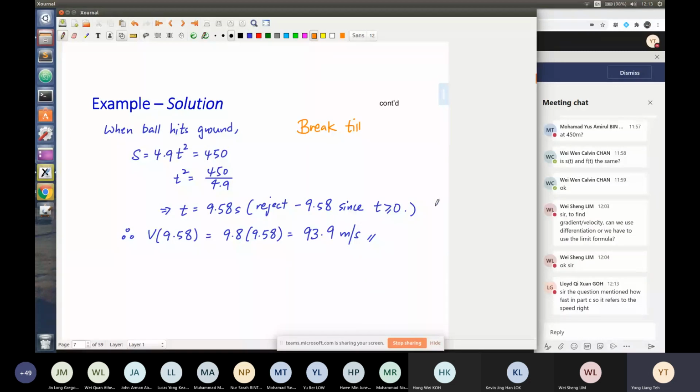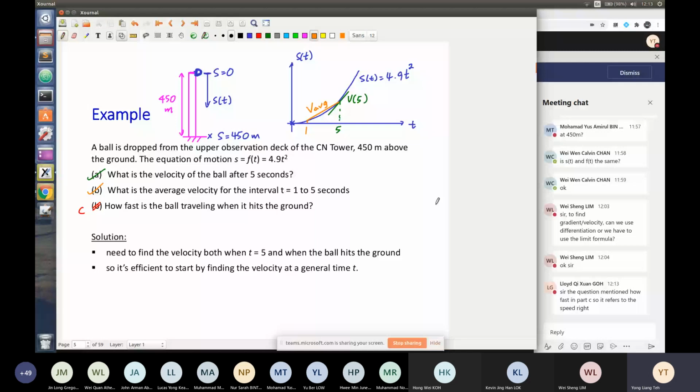Hold on. So we have Floyd asking, the question mentioned how fast in part C, so it refers to the speed. Yeah, how fast. It actually refers to the speed, but the speed is also the velocity in that sense. Given this S function, 4.9 t squared, it is always positive. So how fast is indeed the speed, but the speed is also the velocity. Good point there.